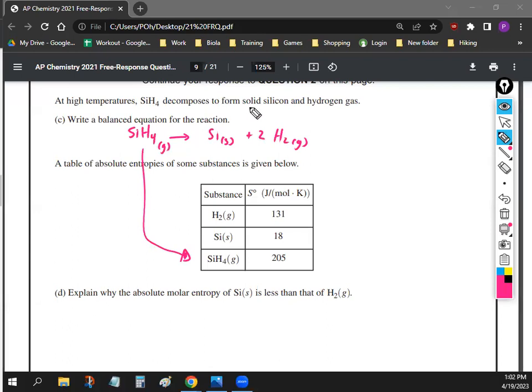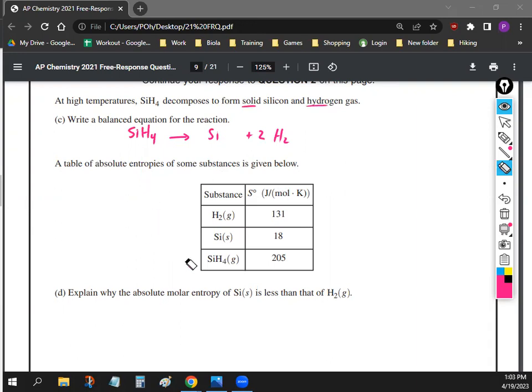Oh, it tells you right here that it's a gas. Actually, no, it says you don't need the state symbols. You're fine. But it doesn't matter if you put them. You're not gonna get it wrong.